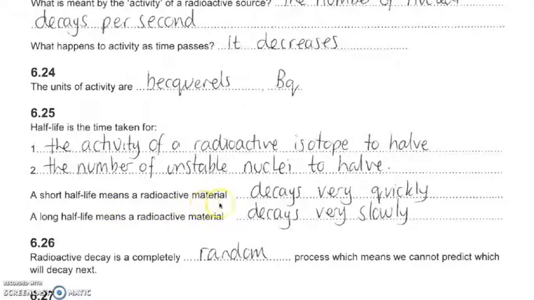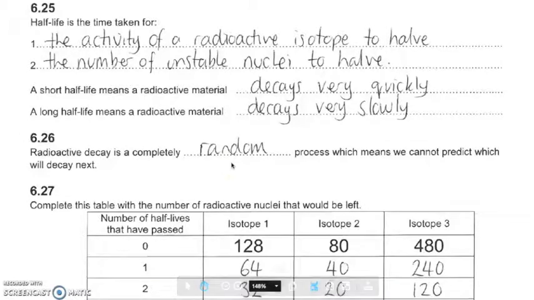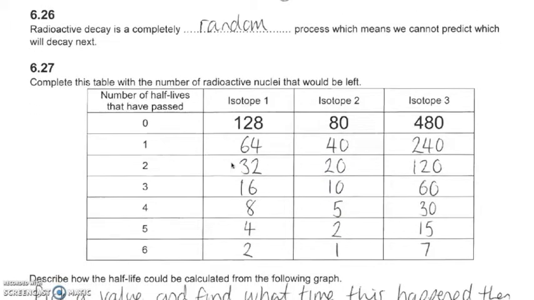So a short half-life means a radioactive material decays very quickly. A long half-life means a radioactive material decays very slowly, and different elements have different half-lives. Remember, radioactive decay is completely random, okay, so we cannot predict which decay will take place.